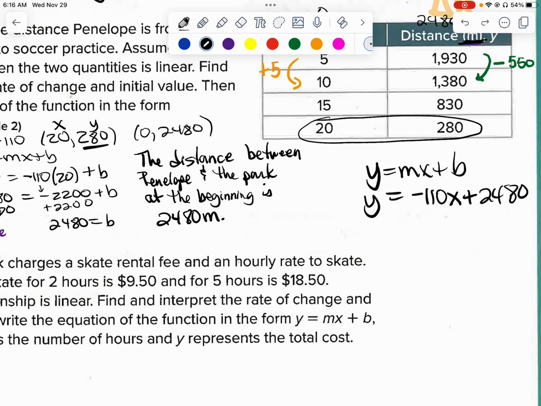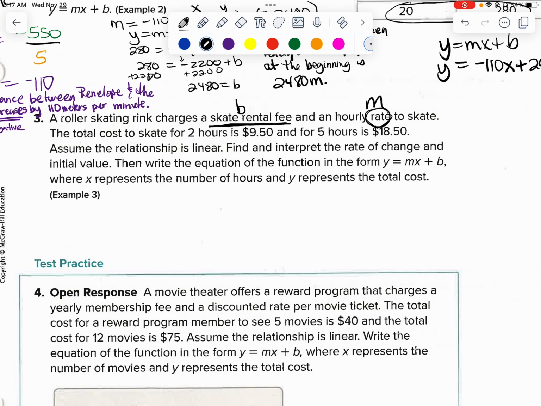The total cost to skate for 2 hours is $9.50, and for 5 hours is $18.50. Assume the relationship is linear, find and interpret the rate of change and the initial value. Then write the equation of the function in the form y equals mx plus b, where x represents the number of hours and y represents the total cost. Okay, so it tells you right here, y represents the total cost.